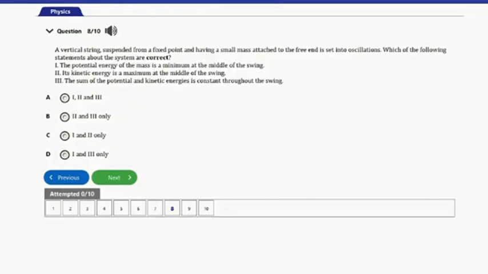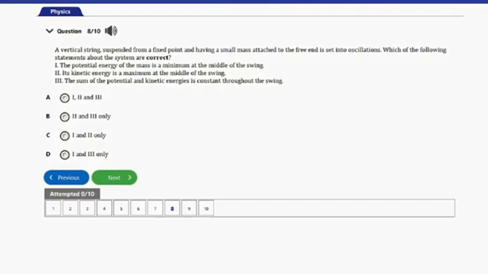So guys, the next question we have here is question number 8. It says, the vertical string suspended from a fixed point and having a small mass attached to the free end is set into oscillation. Which of the following statements about the system are correct? We have I, the potential energy of the mass is minimum at the middle of the swing. II, the kinetic energy is a maximum at the middle of the swing. III, the sum of the potential and kinetic energies is constant throughout the swing.